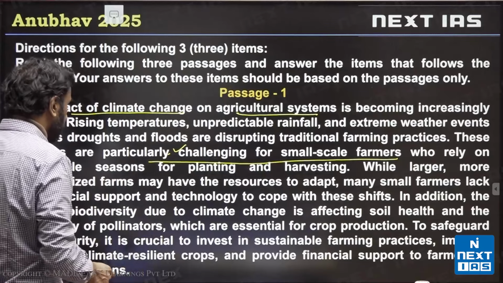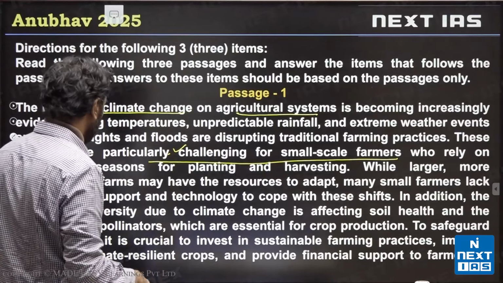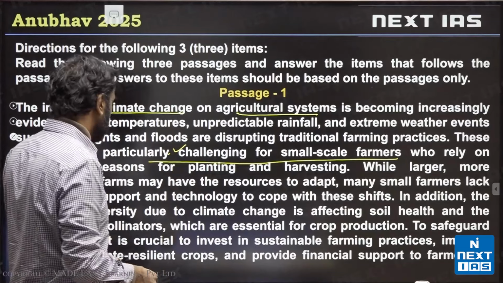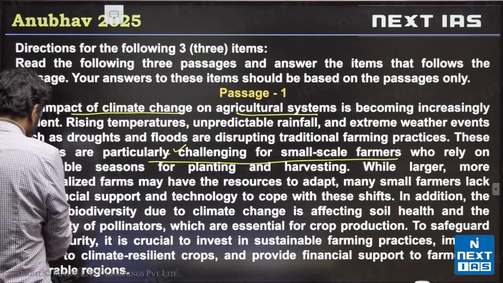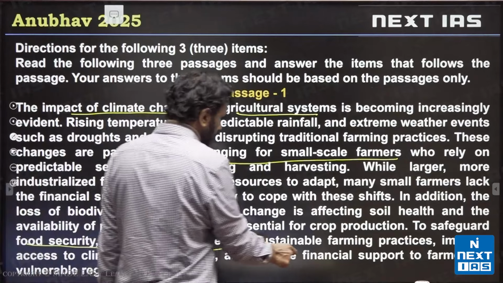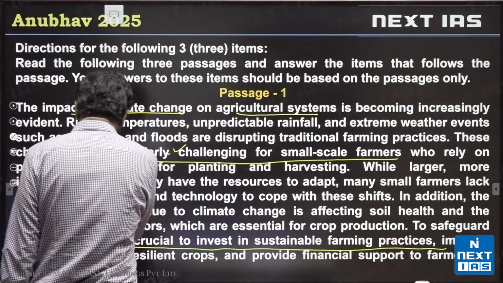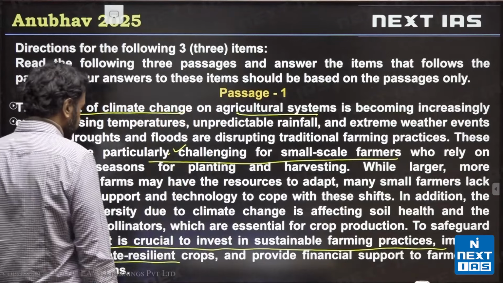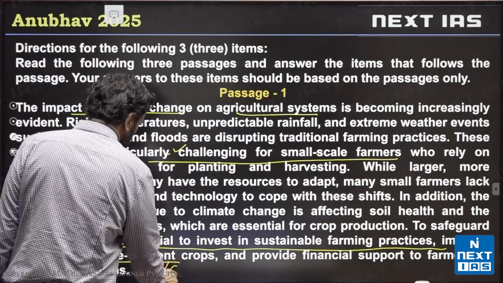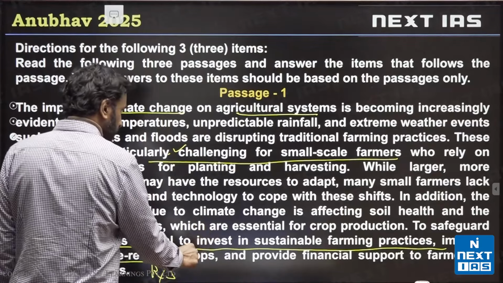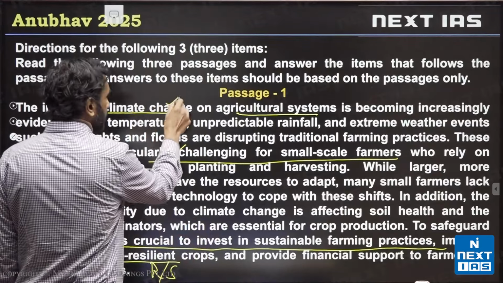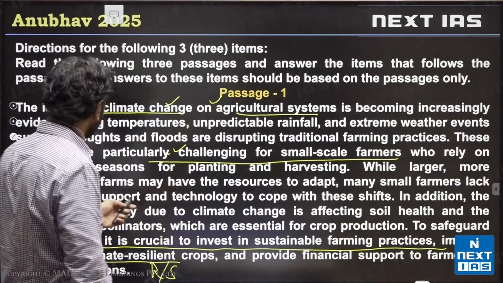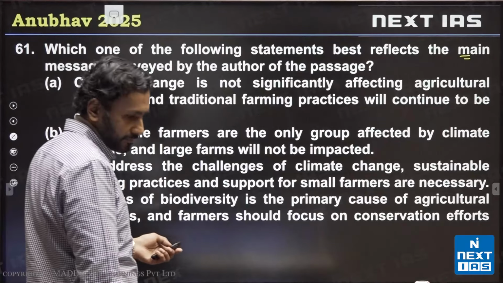In addition, the loss of biodiversity due to climate change is affecting soil health and availability of pollinators, which are essential for crop production. To safeguard food security, it is crucial to invest in sustainable farming practices, improve access to climate resilient crops, etc., and provide financial support to farmers in vulnerable regions. So the recommendation or solution is provided in the last line of the passage. The impact of climate change on agricultural systems is bad, and how we can change or improve that impact is discussed here.